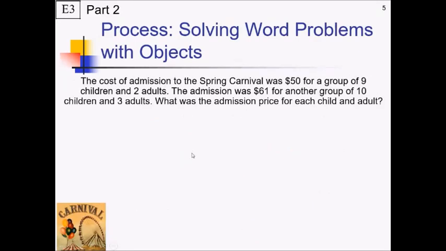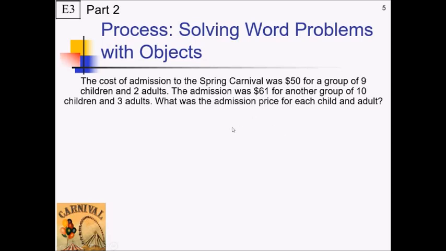For this last problem, we're going to the Spring Carnival, where the price is $50 for a group of 9 children and 2 adults, and $61 for a group of 10 kids and 3 adults. And how do we know this? I don't know. Maybe you just kind of hung out and saw how much people got charged as they went in. And maybe there's no signs posted, so you have to solve this math problem to figure out the admission price for each child and each adult. So let's go ahead and do that. Pause the video, define your variables, and set up 2 equations for this situation.